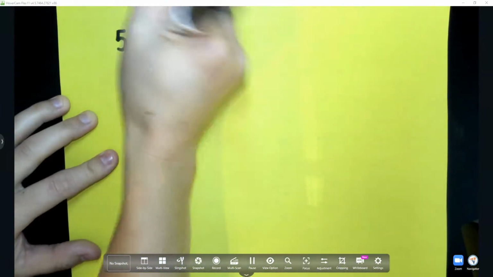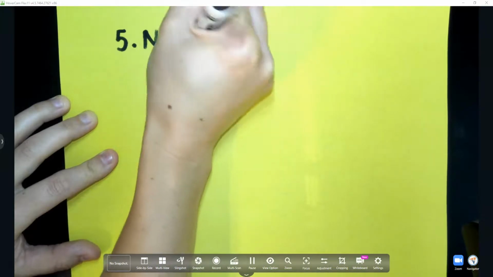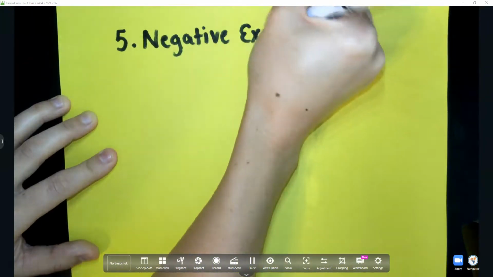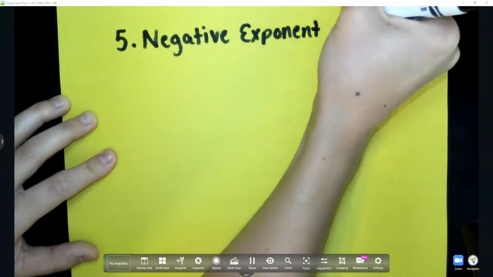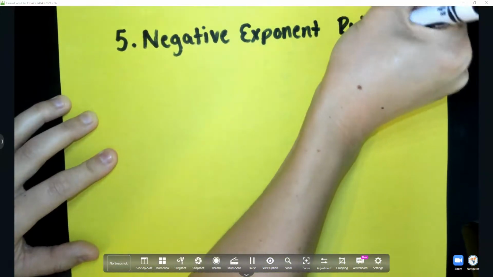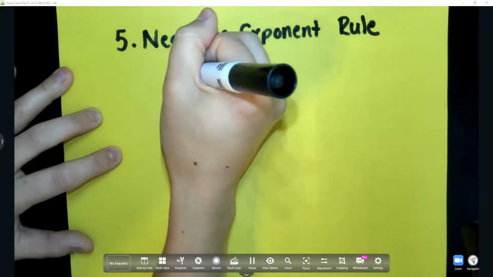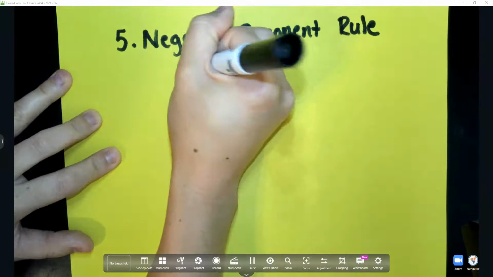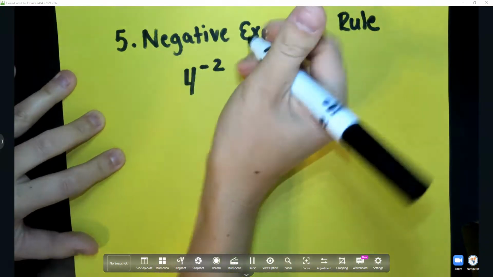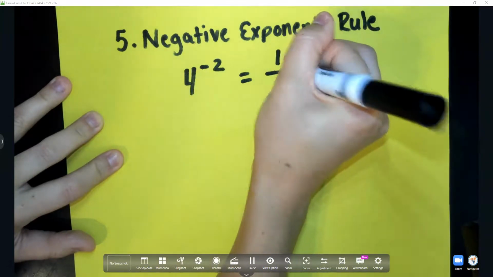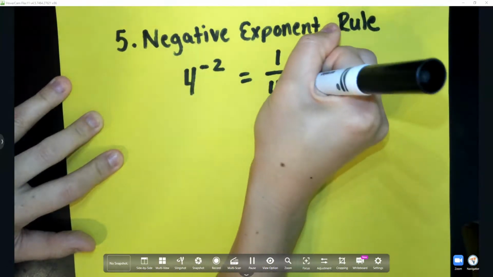Negative exponent rule. And the negative exponent rule tells us anytime we are raising something to the negative exponent, we simply do 1 over the base to the exponent.